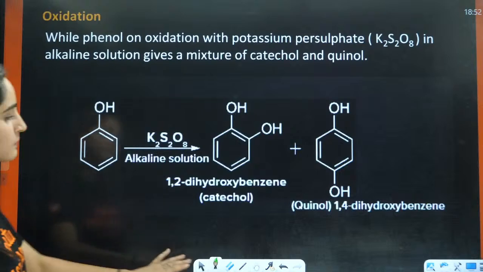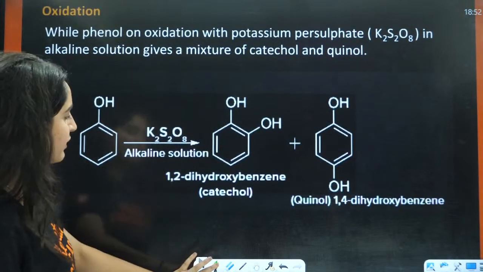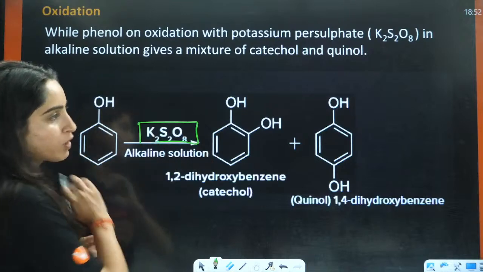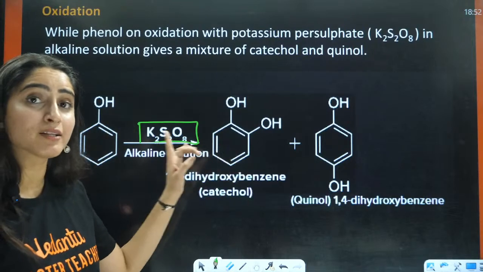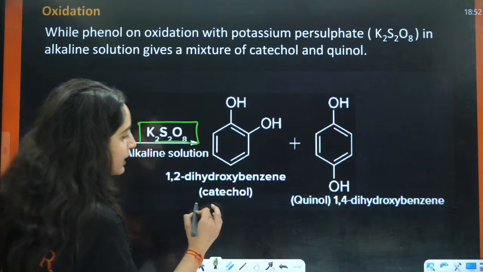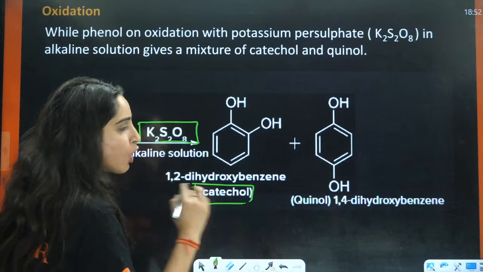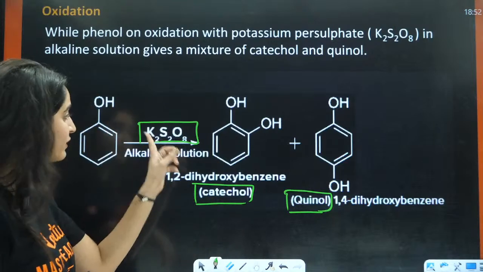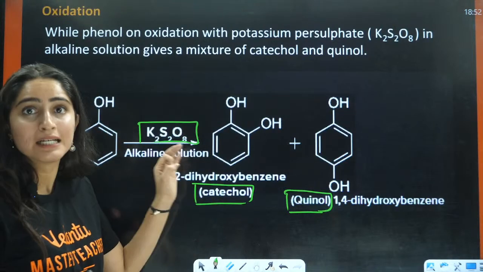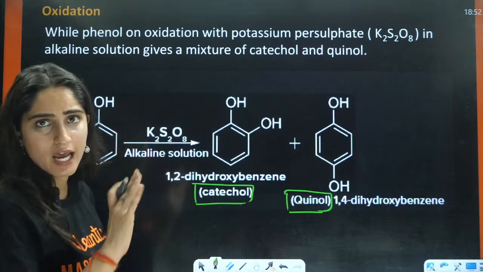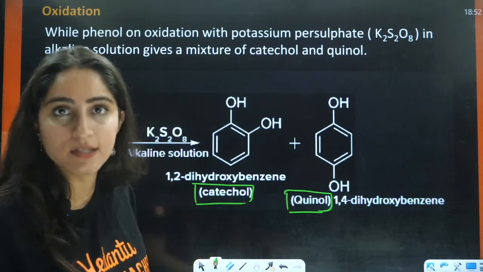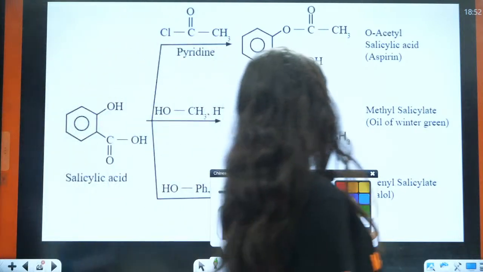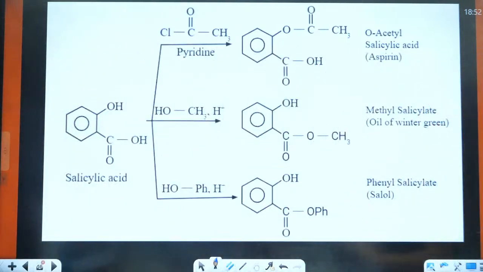Next is, when you have the reaction of phenol with K2S2O8, then what will happen? This is what we have done in the starting of this chapter, right? Catechol or quinol will be formed when you have the reaction of phenol with K2S2O8, right? These are direct reactions you just have to remember here. No mechanism, nothing is needed here, right?